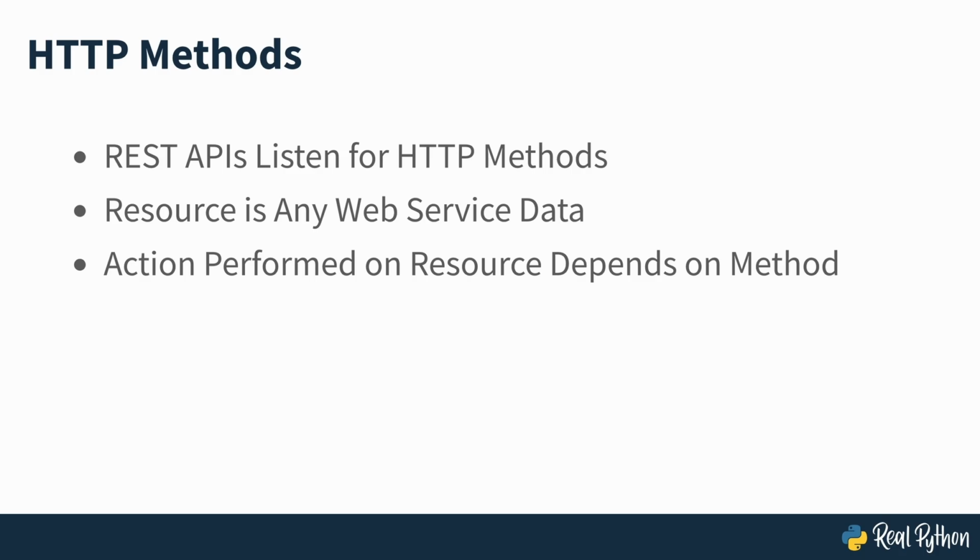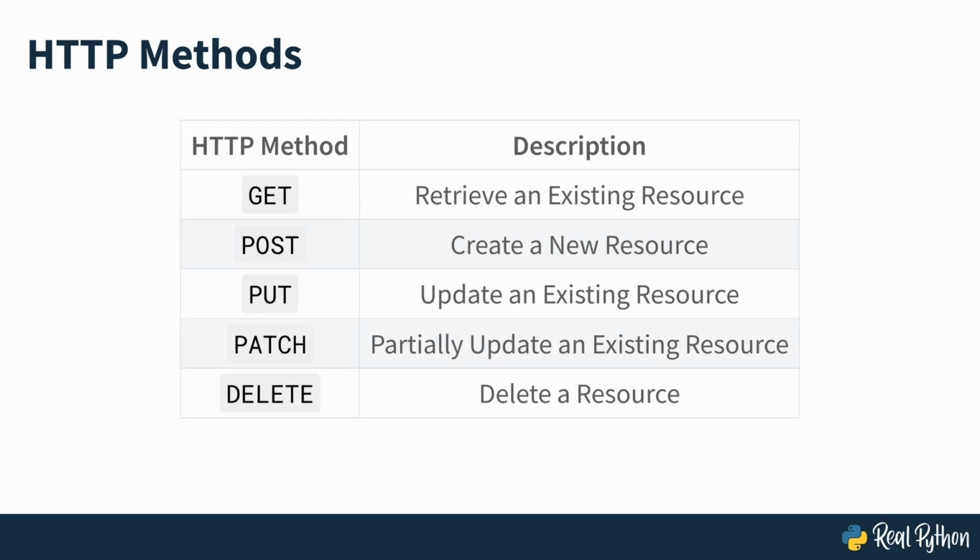The HTTP method tells the API which action to perform on the resource. While there are many HTTP methods, the 5 methods seen on screen are the most commonly used with REST APIs. A REST API client application can use these 5 HTTP methods to manage the state of resources in the web service.